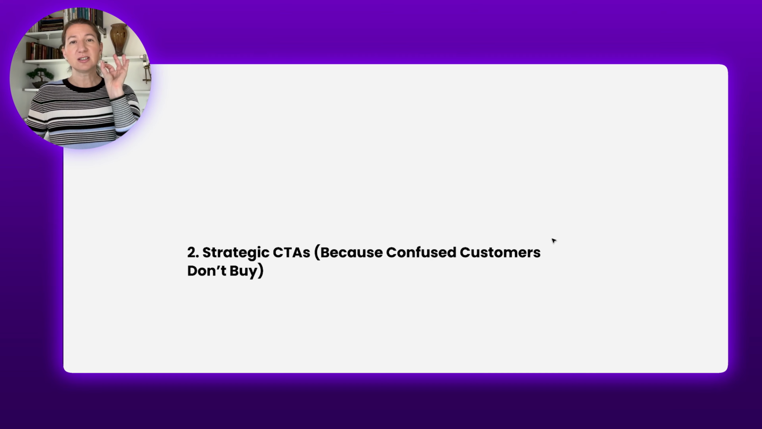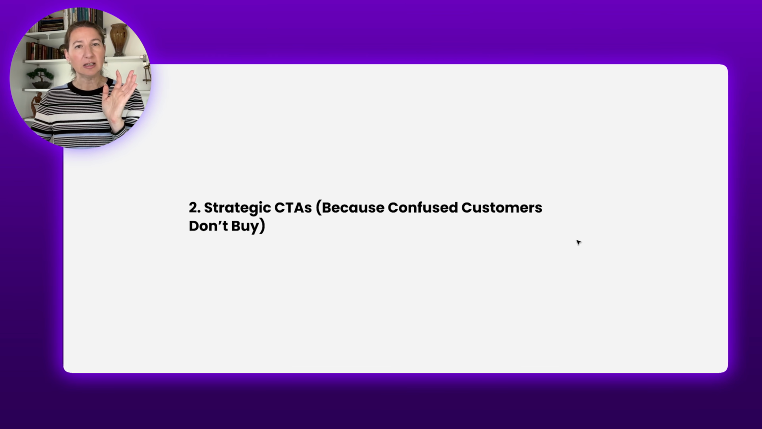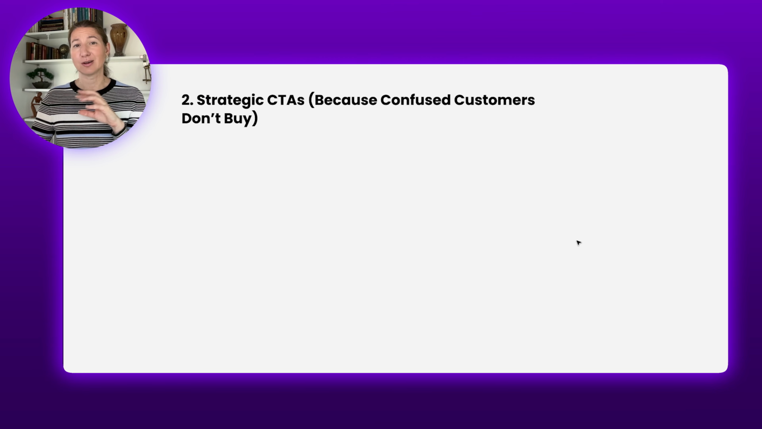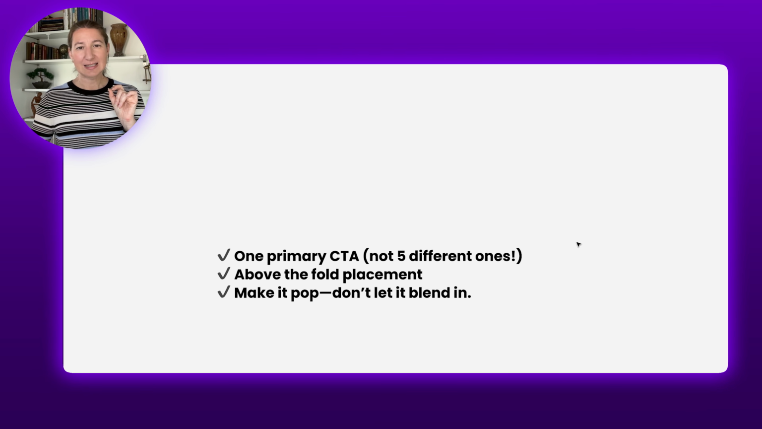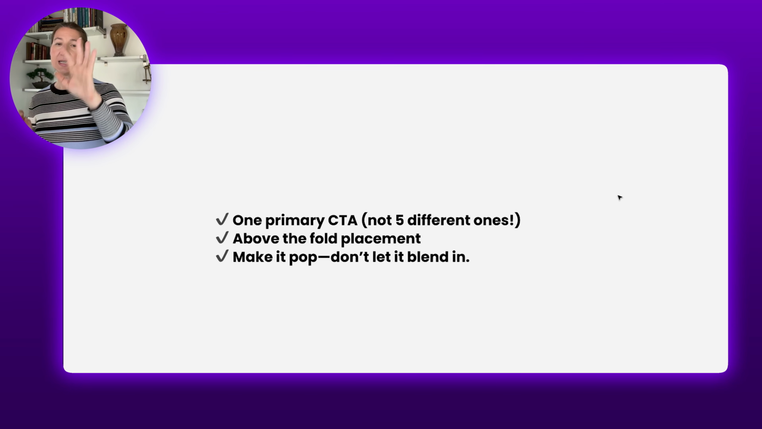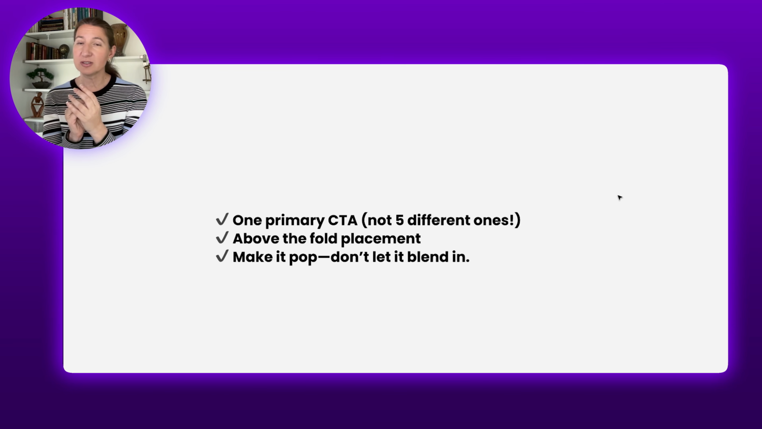2, strategic CTAs, because confused customers don't buy. A great email with a bad CTA placement is like a Ferrari with no gas. It just will not get you anywhere. What does that exactly mean? 1 primary CTA, not 5 different ones. Let's keep it super simple.